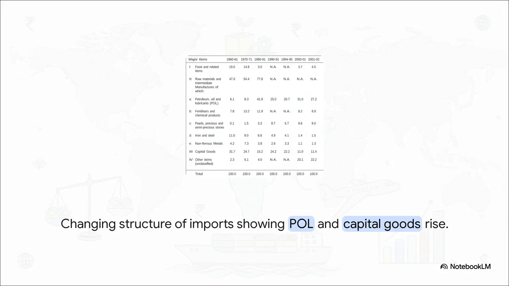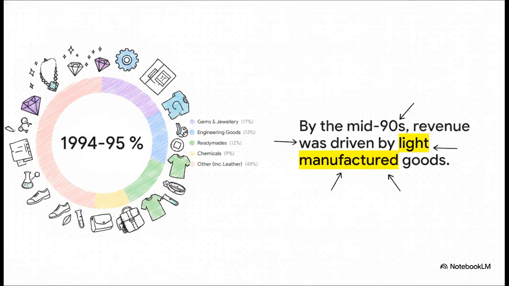By the 1980s and 90s, petroleum, oil, and lubricants, again, POL, alongside heavy capital goods, grew to account for roughly half of India's entire import bill. Half! As domestic demand for energy and industrial machinery absolutely soared, these two categories became the undisputed drivers of the country's import growth. And how did the export side react to all this?